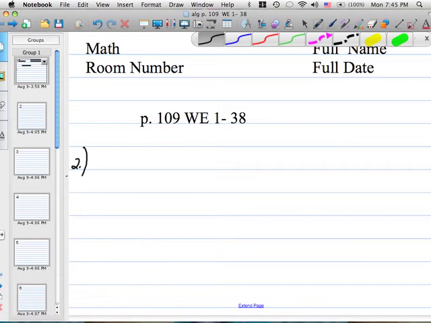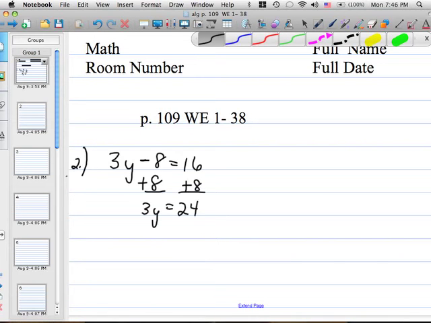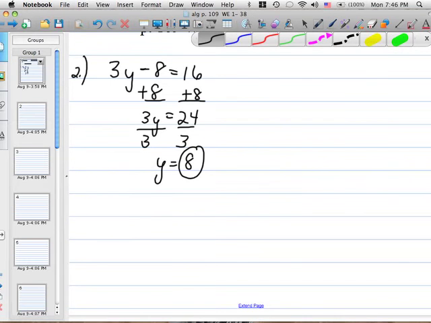Copy number 2 down, the bottom of the page. 3y minus 8 equals 16. And we're going to undo the subtraction first by adding 8. So we get 3y equals 24. Then solving for y, the opposite of multiplying by 3 is dividing by 3, and we get y equals 8. And you can always check your answers besides looking in the back of the book. 8 times 3 is 24. 24 minus 8 is 16.